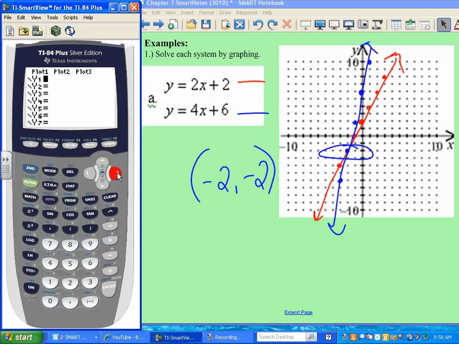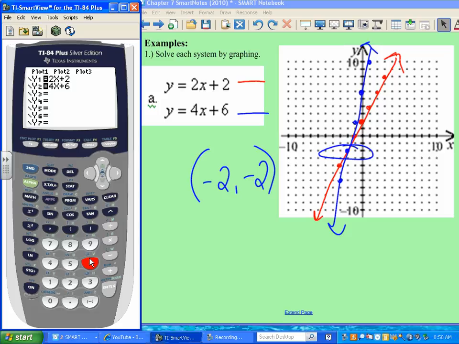Okay. All right, once you're there, we're going to type both of these in, and then I'll show you how easy this is. So 2x plus 2 is the first one. Second one is 4x plus 6. So 2x plus 2, and then 4x plus 6. And don't forget, this is the x.